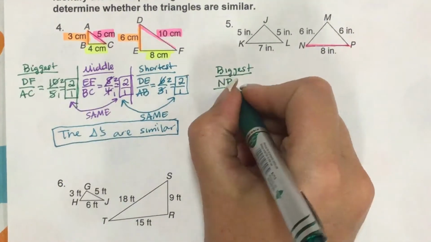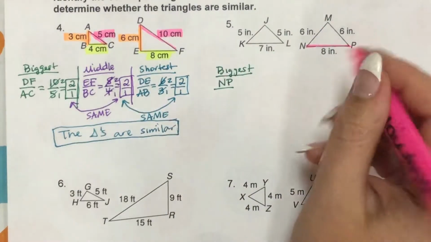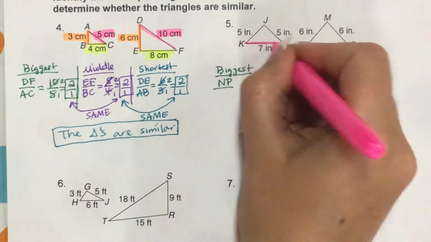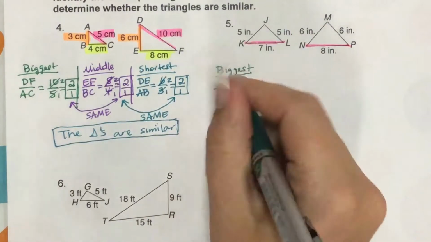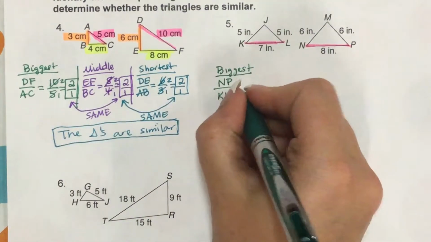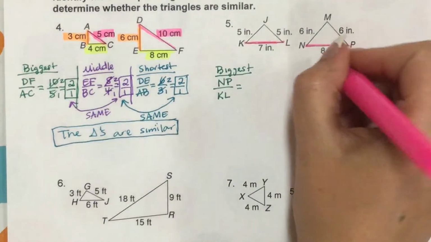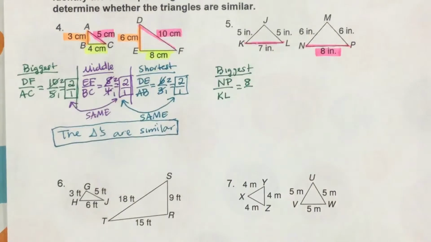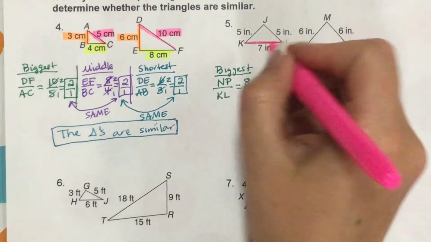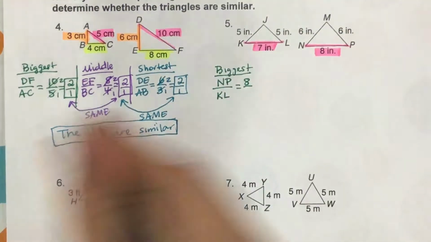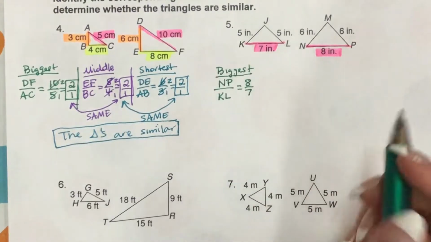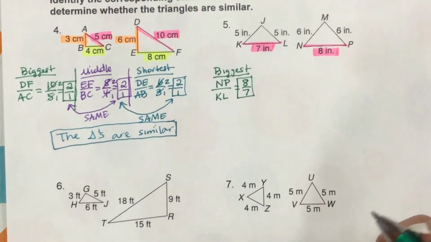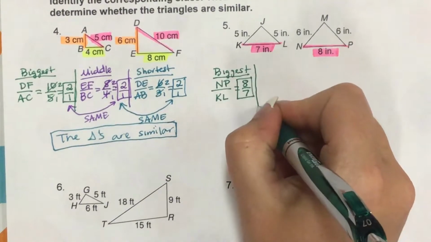NP over K, the biggest side on the smaller triangle is KL, right there. So over KL. Now we're just going to fill in the numbers. So NP is 8, so it's going to be 8 over 7. And I don't think we can reduce, so we just leave it as 8/7. So that's it. Okay. We have the biggest side.